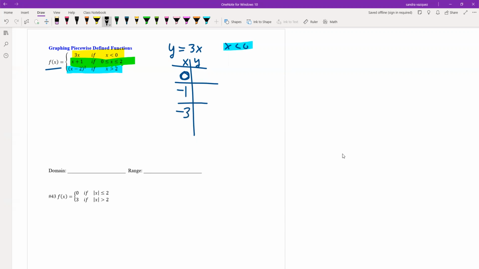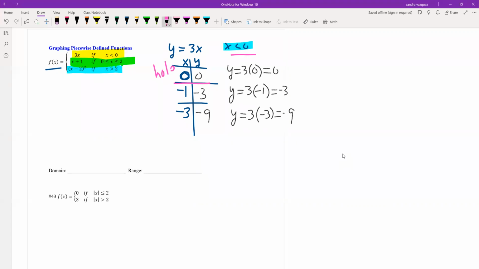And so then when I plug it in, I get y equal to 3 times 0, which is equal to 0. I'm gonna plug in the -1. And so this is 3 times -1, it's equal to -3. I'm gonna plug in that -3. And so this is 3 times -3, it's equal to -9. Okay, you are going to label this point right here that it's not equal to, it has a hole on the graph. Okay, that one has a hole. Okay, I'm gonna move on to the second part of the graph.